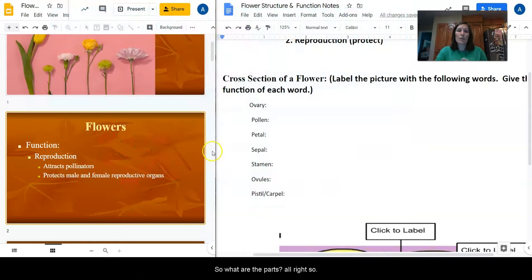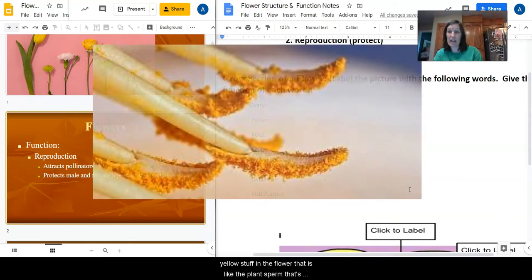All right, so what are the parts? Usually this is where the kids have no clue. So pollen is the yellow stuff in the flower, okay? That is like the plant sperm. That's the male gamete of the plant.